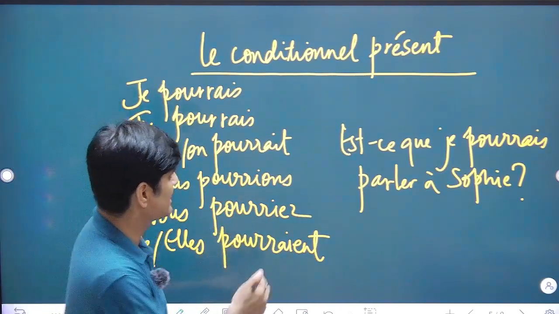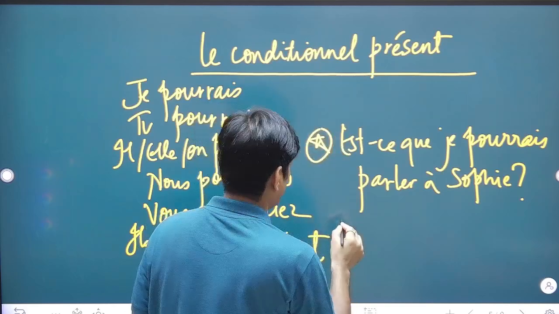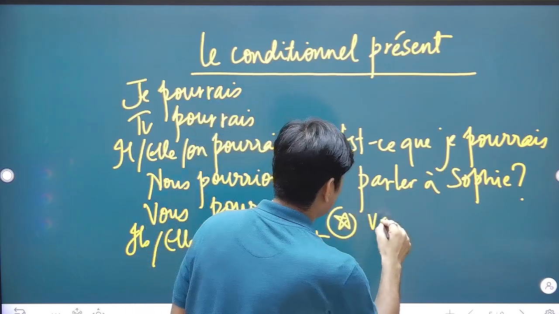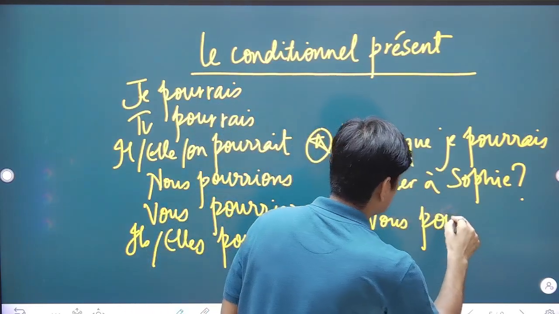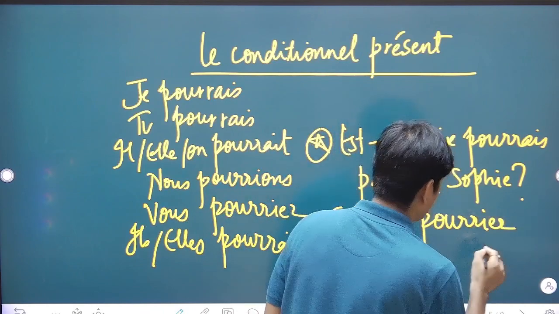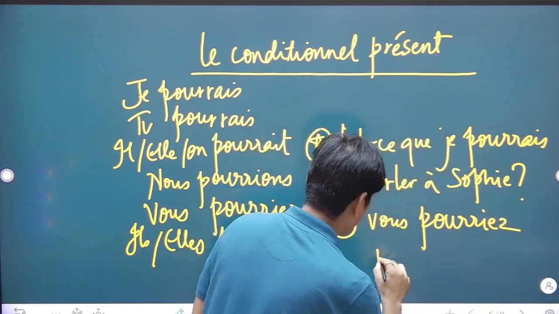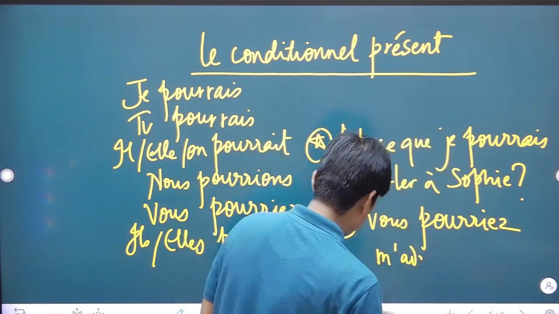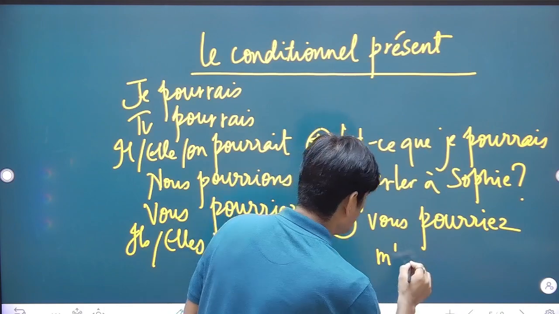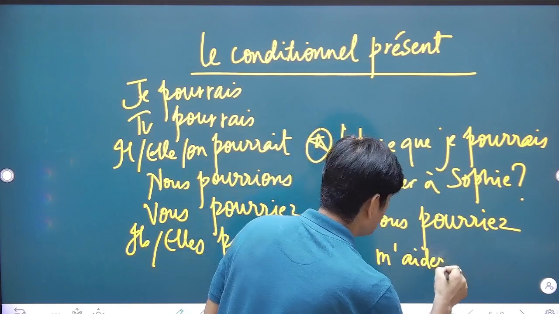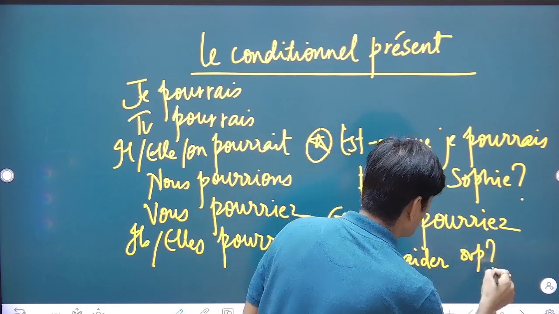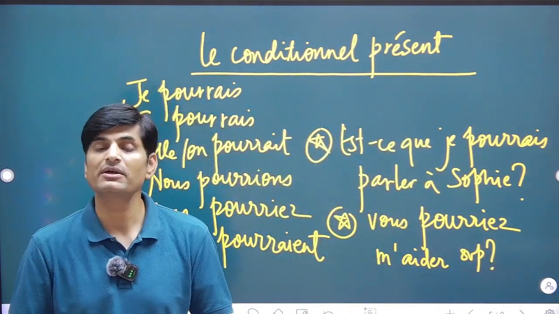So you would request that person by saying, vous pourriez, that's a Z, vous pourriez m'aider, A-I-D-E-R, vous pourriez m'aider, s'il vous plaît. Voilà. Vous pourriez m'aider, s'il vous plaît? Could you help me, please?